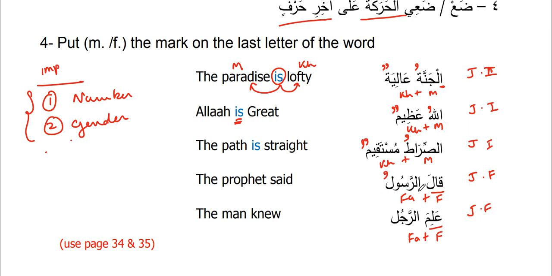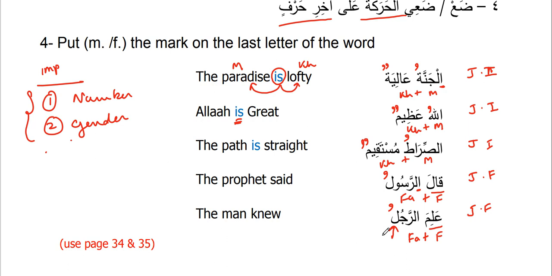Then we have the fail. Just after the fail, we will look for the file. Here the file is ar-rajulu, the man knew. You can see the translation here. And what will you put on the lam, the last letter? Dhamma, as it is in marfu case. File is always in marfu case.